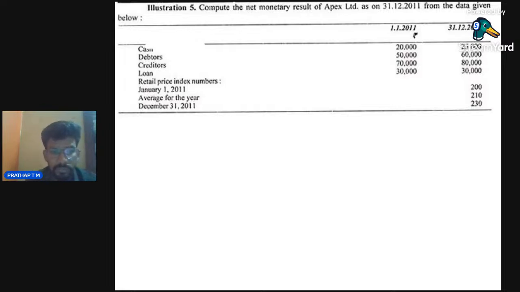Earlier we made, that is, 10,000. You can make 10,000 here with a discounting factor for calculation purposes, 230 divided by 210. If you multiply this, you get the exact value, that is 10,952. If you add this, your total becomes 15,952. This is the value of the current liability.